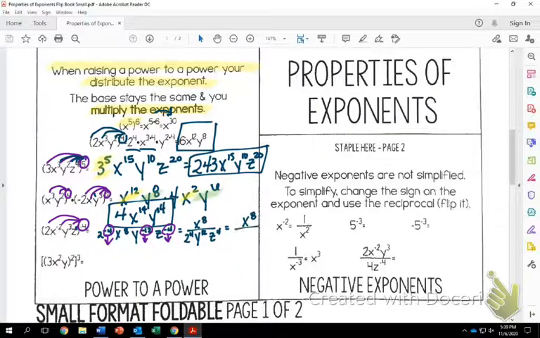So I'm going to rewrite this, x to the 8th. Nothing's really changed with that. 16, y to the 12th, z to the 4th. And this is my answer.